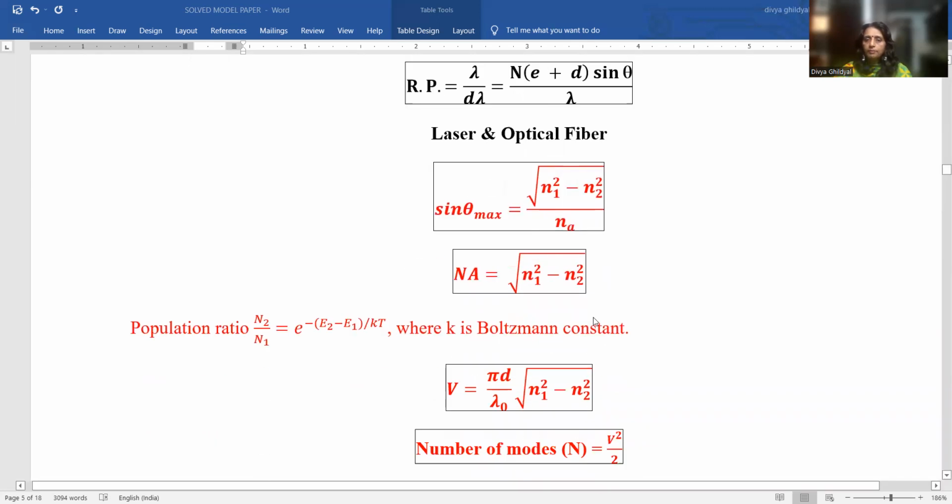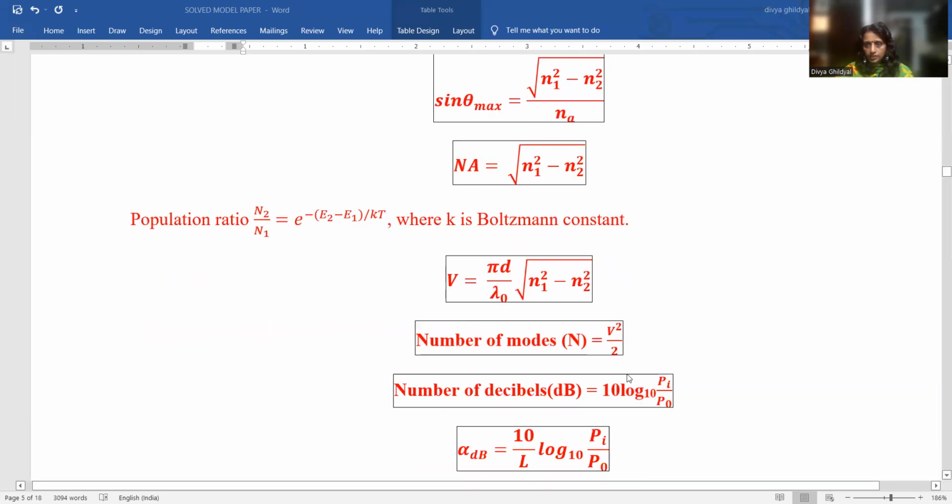Laser and optical fiber: numerical aperture is under root n1 square minus n2 square. Population ratio for laser, n2 by n1, is equal to e to the power of minus (E2 minus E1) upon kT, where k is the Boltzmann constant.